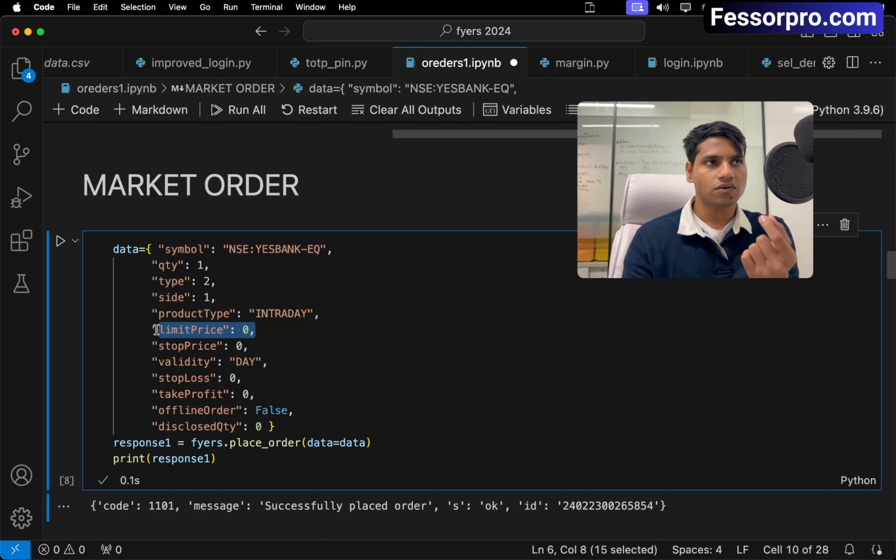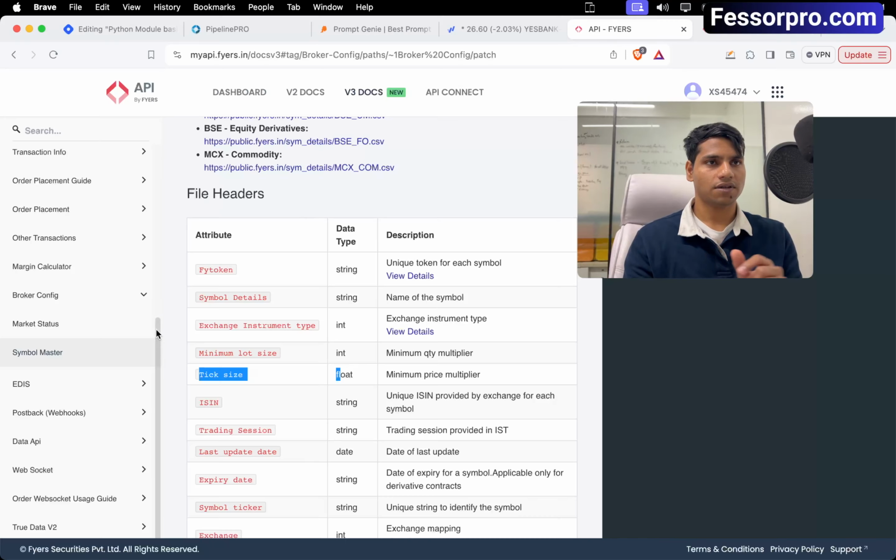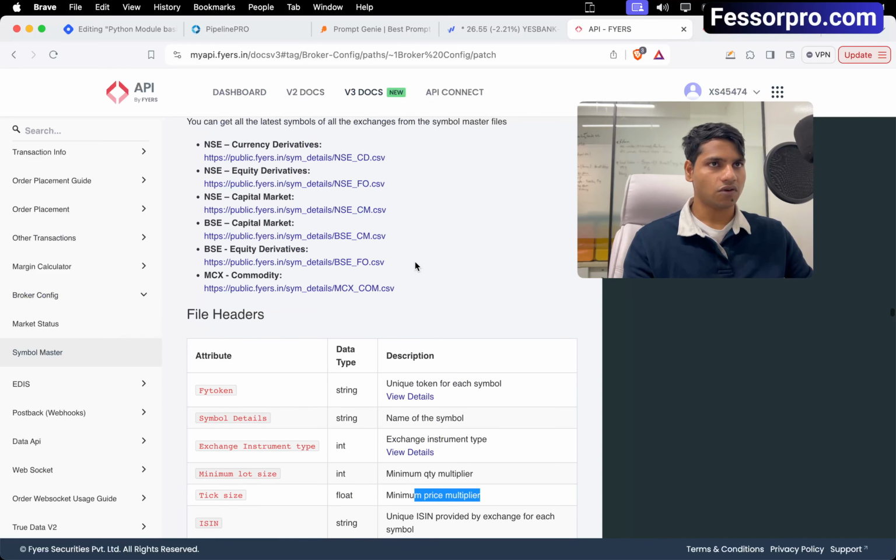Okay, so how will you know that minimum tick difference? That is provided here: minimum tick size, minimum price multiplier. Now if you want to get this information, let's say I want the NSE Bank, NSE, all the F&O data I want.